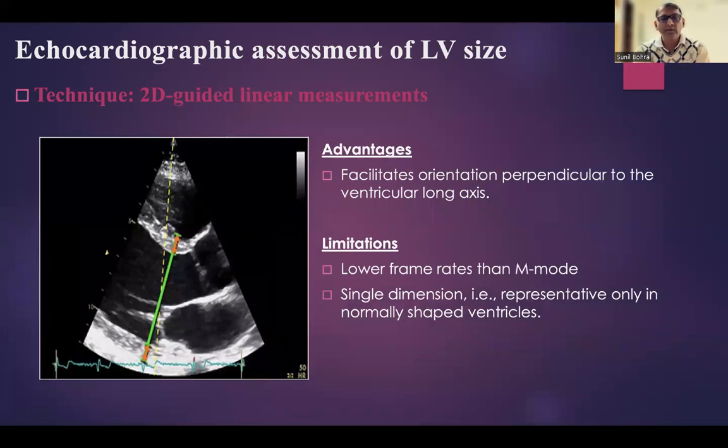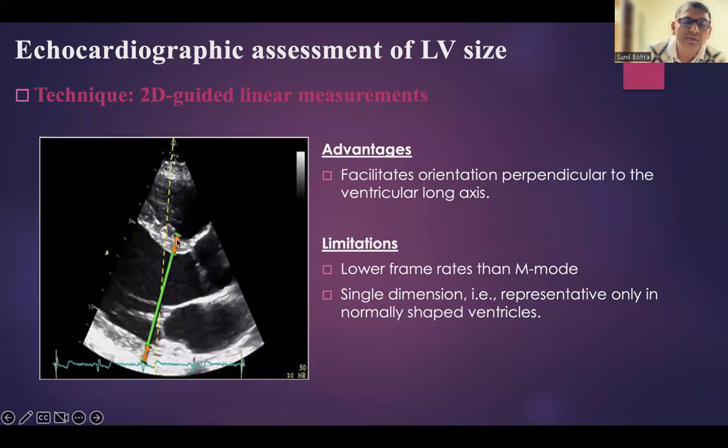The second technique is the 2D guided linear dimensions. Here it facilitates orientation perpendicular to the ventricular long axis. Suppose you place an M mode line here, then you can see it is cutting tangentially, and the measurements will be skewed. So in case we are not getting a perpendicular orientation of the M mode to the LV long axis, then we can take this two-dimensional derived measurement.